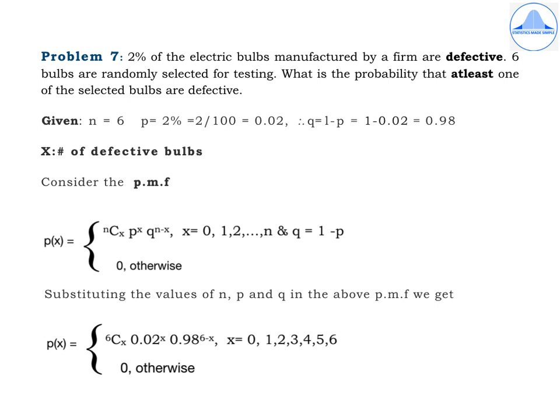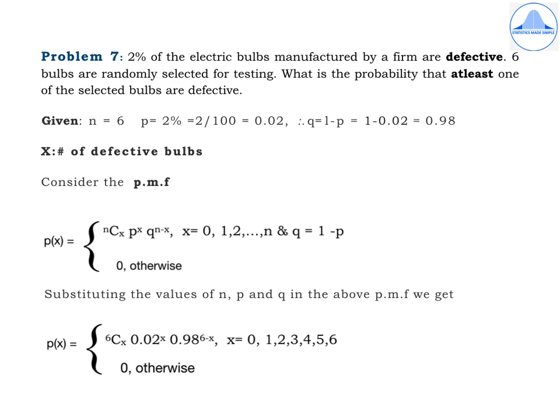I've already mentioned that the word defective means that the problem is based on the binomial distribution. Hence, identify the parameters n and p. The total number of bulbs selected is 6, which means n is equal to 6. The probability of finding a defective bulb is 2%, so p is equal to 2 divided by 100, which is 0.02. q is equal to 1 minus p, 1 minus 0.02, which is equal to 0.98.